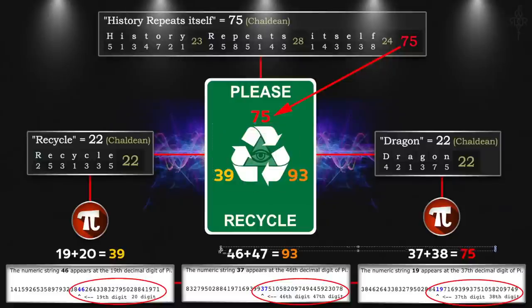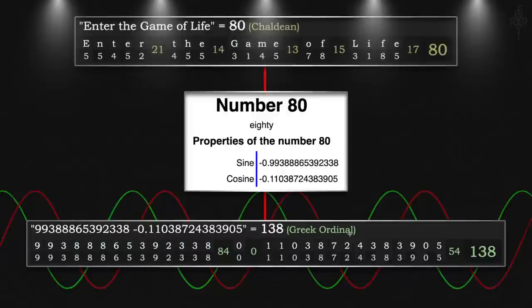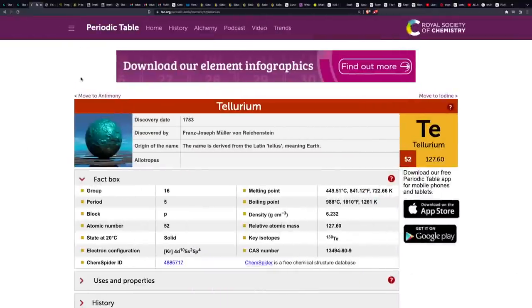Most of you know this is the loop, the anomaly that I found in pi that I have not been able to find anywhere else. 19, 37, 46, which become duplicates, become 75, 93, 39, which become 333. But as you notice at the top there, history repeats itself as a 75, which is tied to this loop, an anomaly found in pi, this number 75. So the 75 is important. Let's look at the 75.